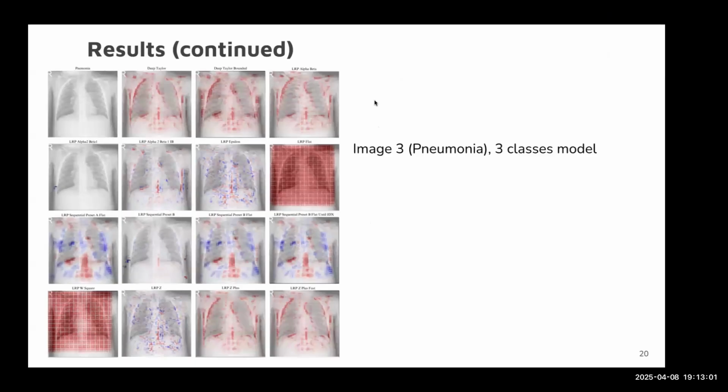So here we have heat maps for a specific chest X-ray, and all these heat maps are slightly similar, but they have some differences. For illustration, in LRP flat, you can see that the whole thing is highlighted, which is not correct for identifying pneumonia. So that's obviously wrong. But in rules such as deep Taylor bounded, you could see that the edges of the lungs and the diaphragm are correctly highlighted, which is important for classifying pneumonia.